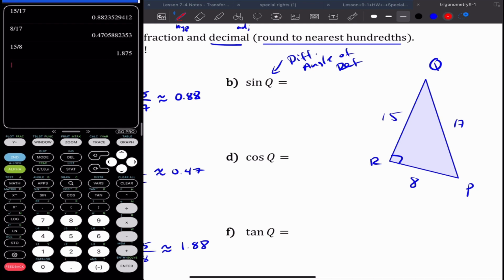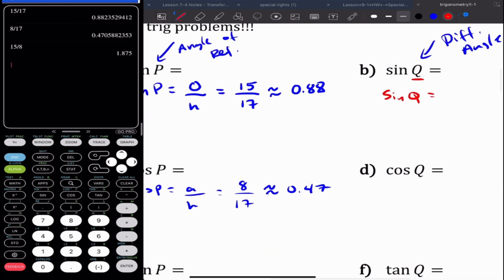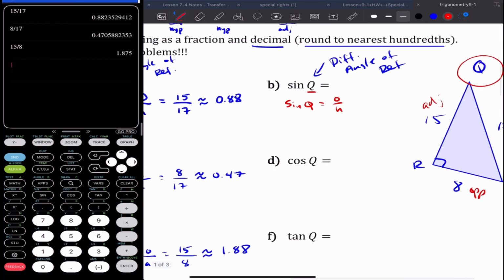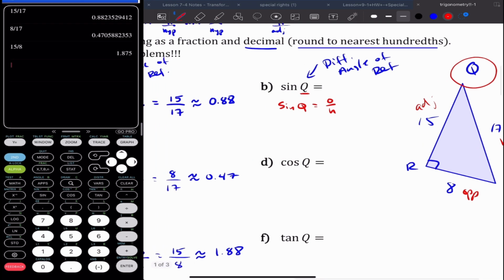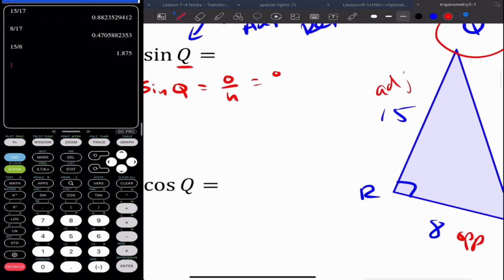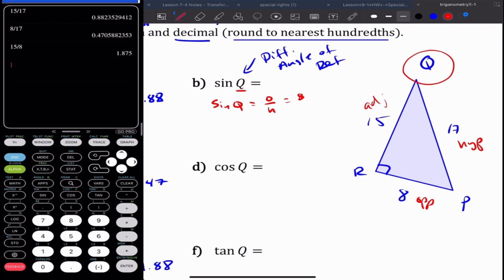I'm going to use a different color. What's the angle of reference? It's Q, right? So across from Q is the opposite side. So 8 is the opposite side. This is the hypotenuse. And this here is, of course, the adjacent side because it's next to the angle. So sine of Q is equal to opposite over hypotenuse. O, in this case, is not 15. It's actually 8, and the hypotenuse is 17.